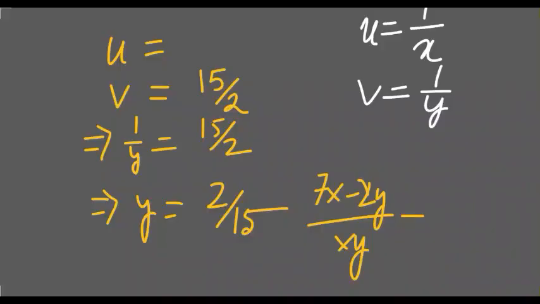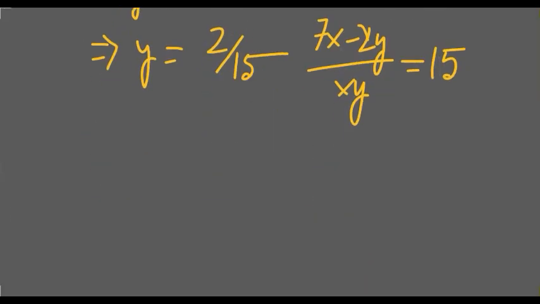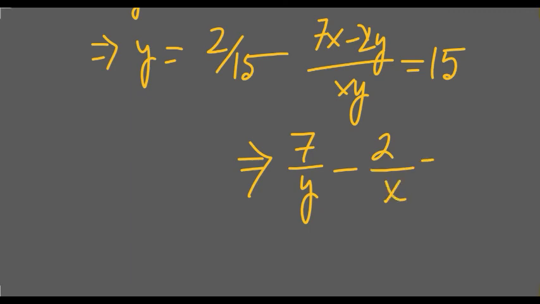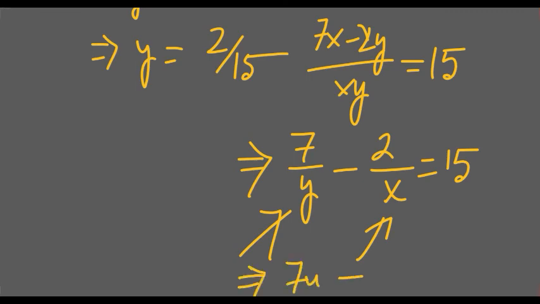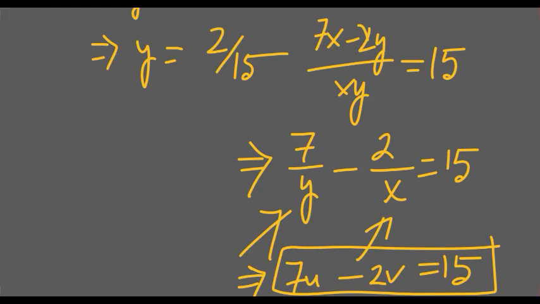How would you solve it? You just divide by xy, so it will become 7, x and x get cancelled by y, and then you will have 2 by y, and y gets cancelled here, you will have x equal to 15, and then you can substitute 1 by y here and 1 by x here. So it will form an equation of this form, like 7u minus twice v equal to 15, and this type of linear equation is very easy to solve, using any of the previous methods.